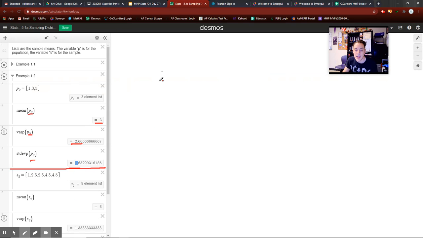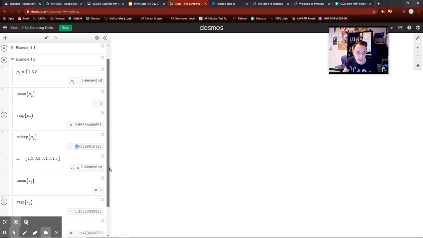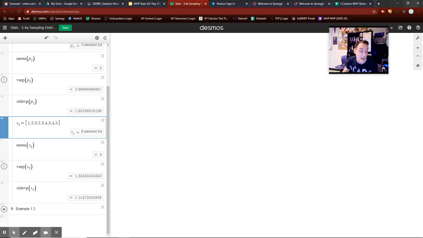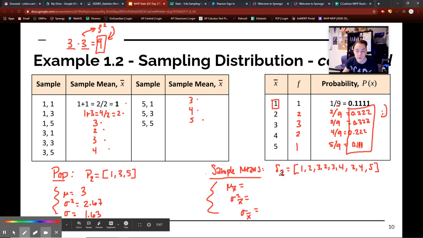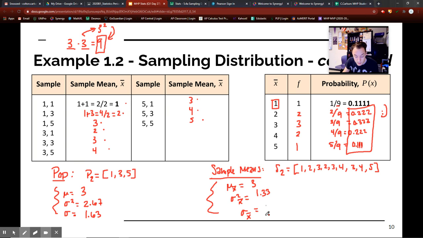So now, what are my sample means? What's the sample of my sample means? Let's find out. I scroll down, and now what I see is I've listed them all out. These are all 9. It tells us it's a 9-element list. And now what I do is the exact same arithmetic operation. This is my standard deviation of my sample means. This is the variance of the sample means, and this is the mean of the sample means. Okay, so 3, 1.3, and then 1.15. And the interpretation is very easy.